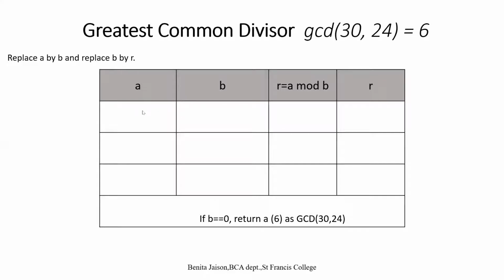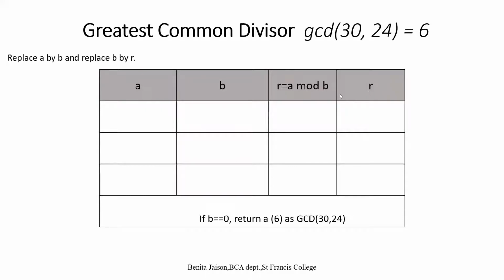So we will be using a table in order to calculate the greatest common divisor of the two numbers 30 and 24. Here A is considered as 30 and B is considered as 24. In the table, the first column we will name it as A, second as B, and the third as A mod B. What is A mod B? A mod B will be giving you the remainder when A is divided by B. Got it? And we are assigning it to a variable called R.